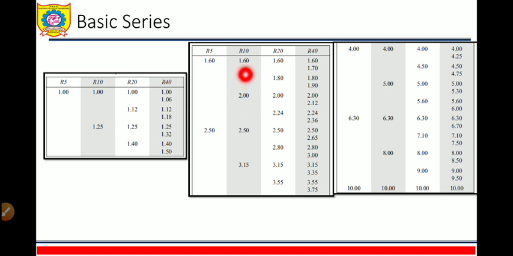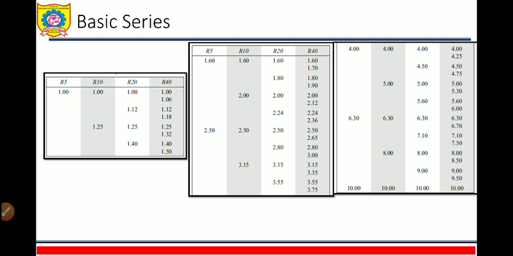1.6. 1.6 into 1.25 is 2. 2 into 1.25 is 2.5. 2.5 into 1.25 is 3.15. 3.15 into 1.25 is 4. 4 into 1.25 is 5. 5 into 1.25 is 6.3, and 6.3 into 1.25 is 8. 8 into 1.25 will give the value 10. So in the R10 series, to go from 1 to 10, I have to go 1, 2, 3, 4, 5, 6, 7, 8, 9, 10, 11. After the 11th multiplication, I am getting 10.